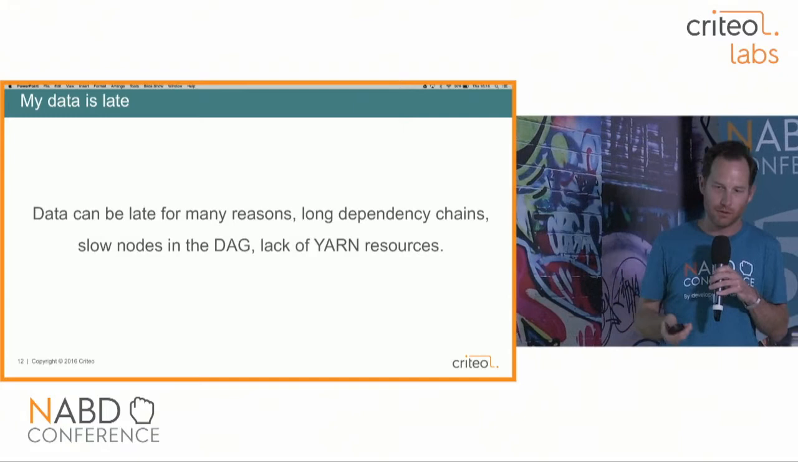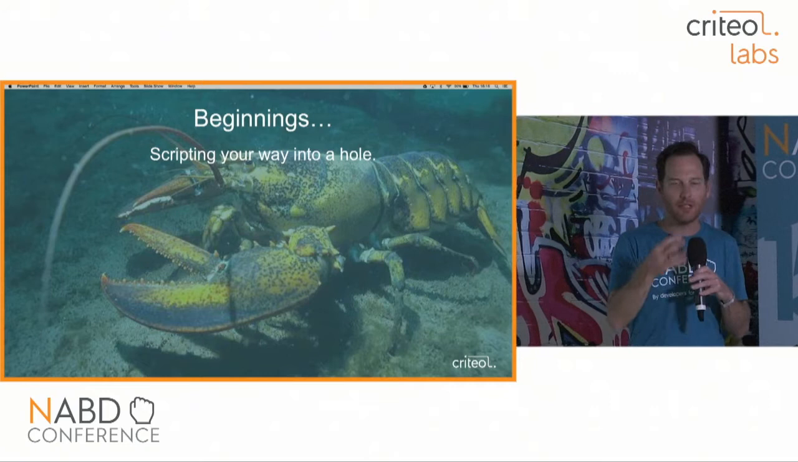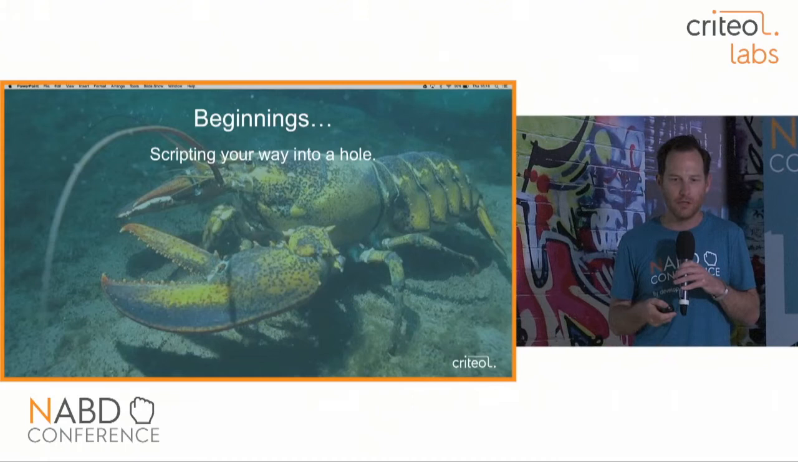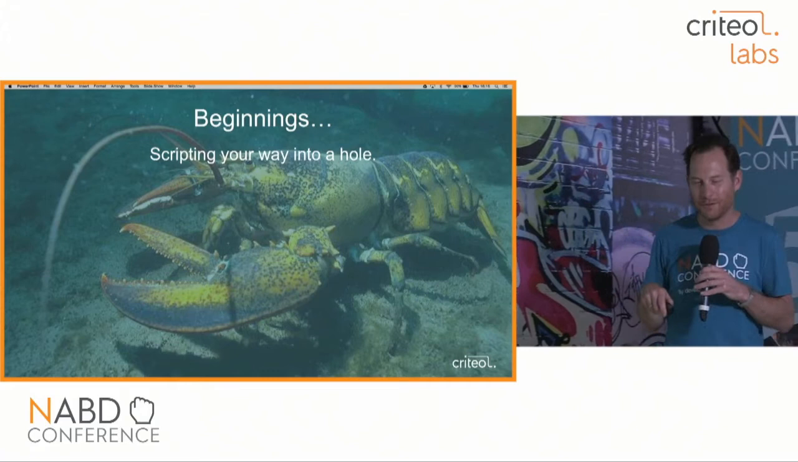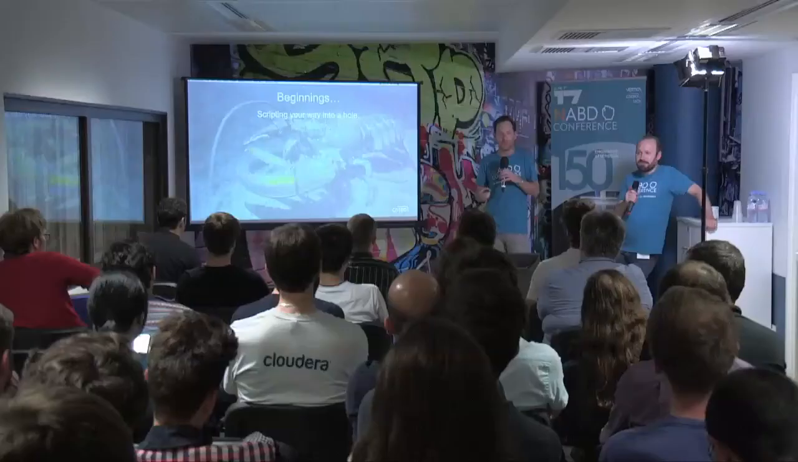So that's sort of an idea of what's going on at Criteo, the scale of it, and the constraints under which we work. And now we're going to start talking a little bit about the software that we've developed along the way to deal with that sort of set of problems. And of course, we didn't know all of those problems when we first started, right? So the software that we're building is incrementally being adapted as we learn about those problems and their particularities. So in the beginning, we scripted our way into a hole.